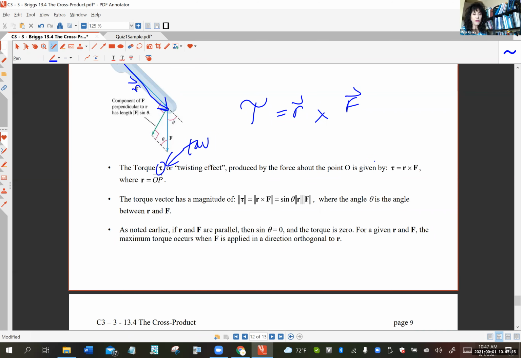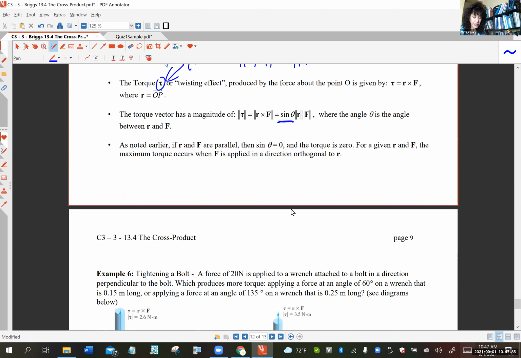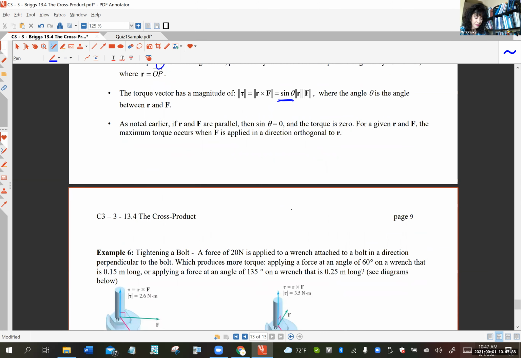And typically they ask you for magnitudes of torques when they're doing a torque problem. So the magnitude of your torque, and I should put a tau on your tau here, will be the magnitude of your cross product. But now using the theorem, that's equivalent to the sine of the angle between the wrench and the force and the product of the magnitudes. And if your force is parallel to your wrench, you're not going to get anywhere. Your sine theta is going to be 0, so you're going to have 0.